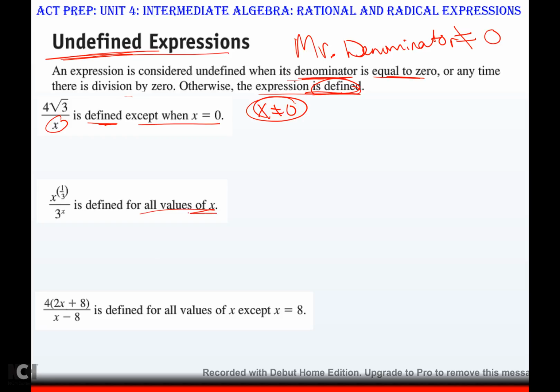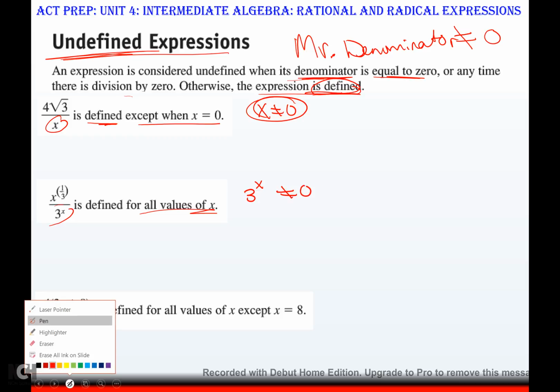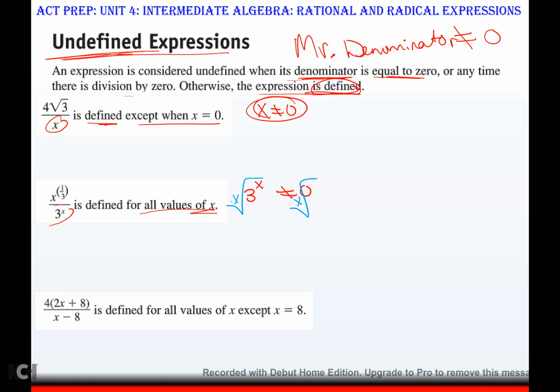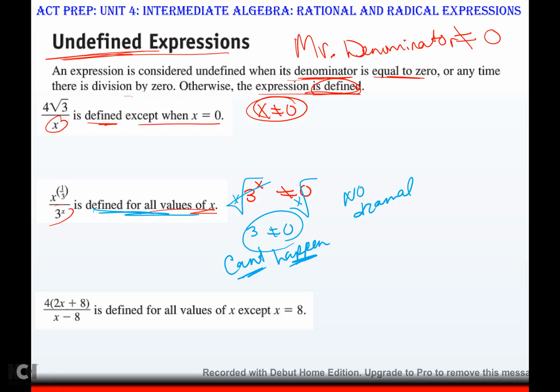Okay, this is defined for all values of x, because if I take the denominator, 3 to the x, and say you can never equal 0, and I solve this, to get x, I need to get x out of the air, for one thing. Okay? Let me change colors here. Well, it's an exponent. If I want to get rid of an x power, I take the x root. But I got to do it to both sides. That cancels it and gives me 3. Any root of 0 is 0. Well, this is silly. 3 will never equal 0. This can't happen. 3 can never equal 0. If it can't happen, then there is no drama, which means it's defined everywhere.